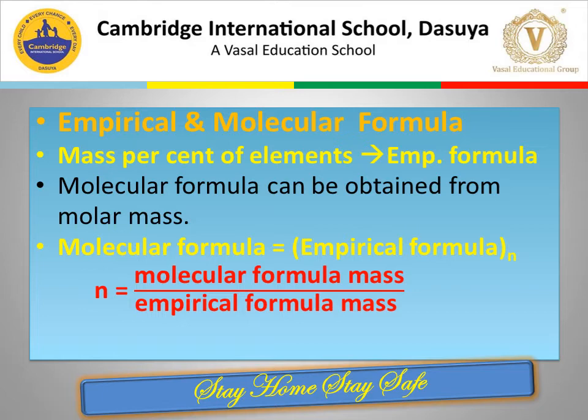And how do we find out this n? n is equal to the molecular formula mass, that is the molecular mass of the given substance, divided by the empirical formula mass. This will give us the value of n, and from the value of n we can easily find out the molecular formula by multiplying the empirical formula with n.